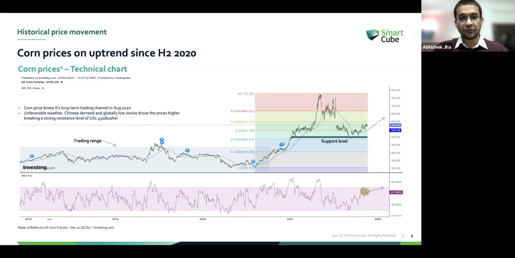The prices actually moved way beyond its long-term trading range. And as visible, the Fibonacci retracement does show you that it broke various levels of resistance, and the daily price fluctuations and movements remained well above the 50 days moving average line that is shown in blue color on your screen. So once that happened earlier this year, that is around May and June of 2021, the prices did take a downturn, and that was with the onset of the harvest season in many of the corn growing countries.